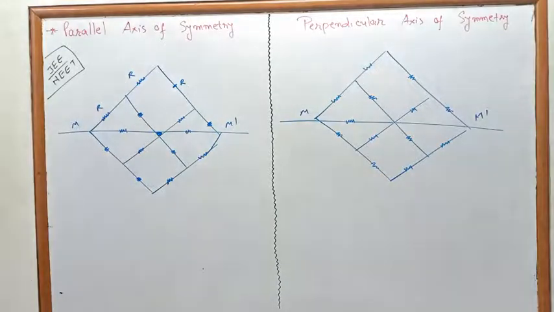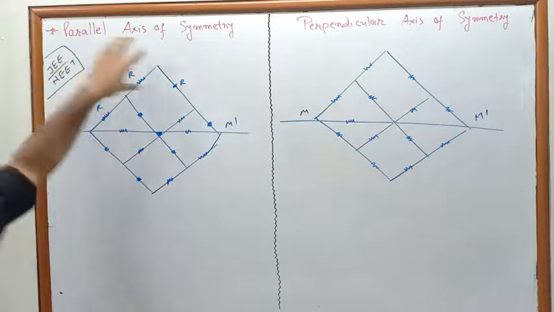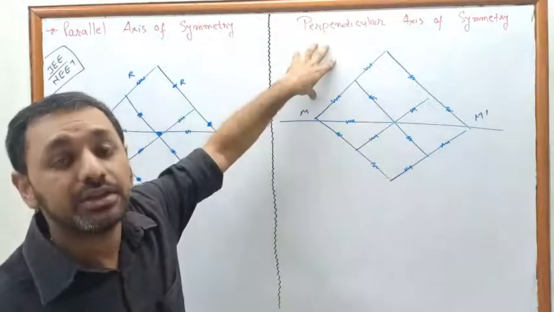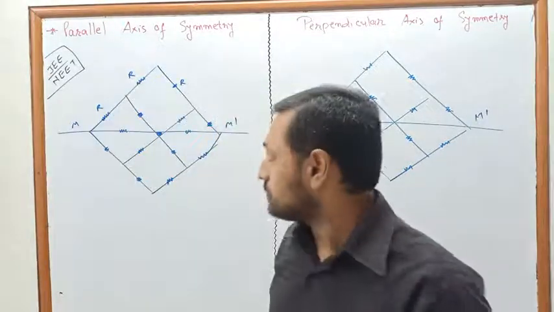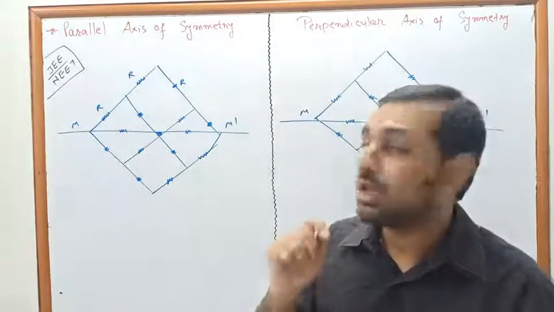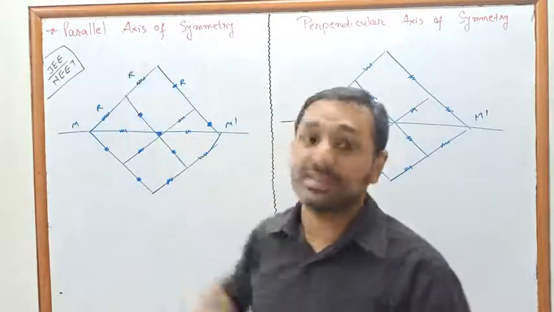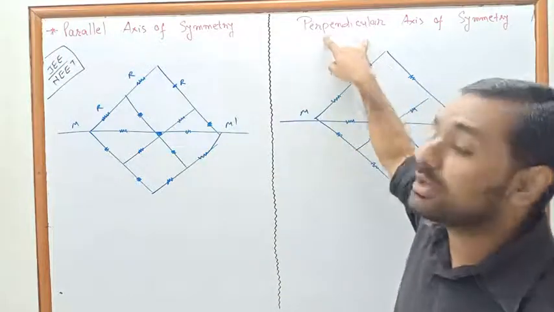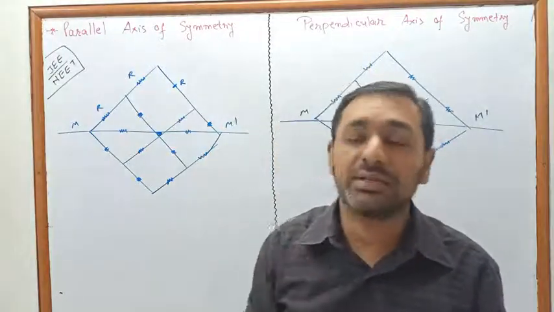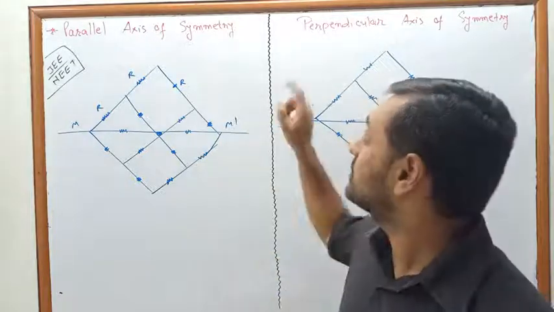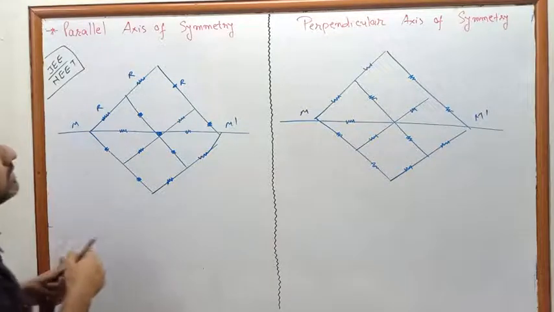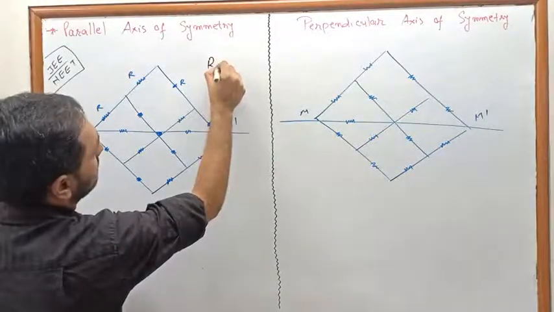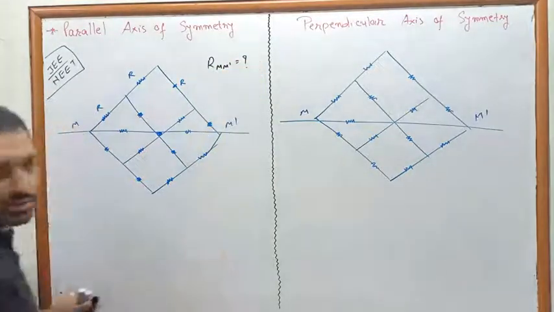Now you can solve this network by either parallel axis symmetry or perpendicular axis symmetry, or you may have to use both. First of all, how to decide which is the parallel axis and which is the perpendicular axis? Now, you have to find the equivalent resistance R between M and M dash.